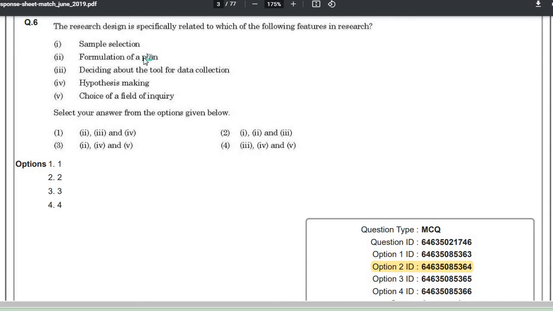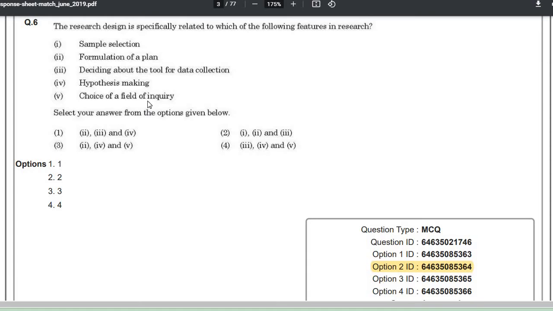features of the research. Okay, sample selection, formulation of the plan, deciding about the tool for data collection, hypothesis making, choice of field of inquiry. First of all, we have to find out the plan. So the second one is the first one, formulation of the plan. The next one is we have to make the hypothesis. And next one, what is the field of inquiry? We have to find out the field. So that is the next one. This is the sequence. So formulation of the plan, hypothesis making, and choice of field inquiry.